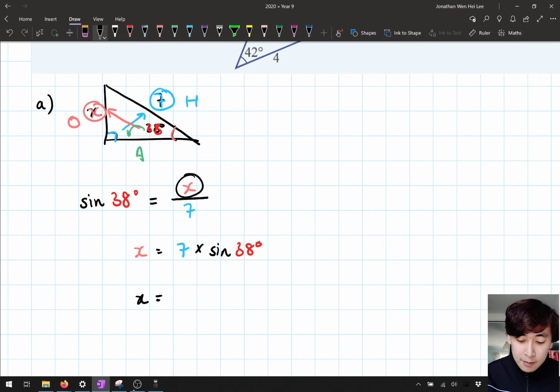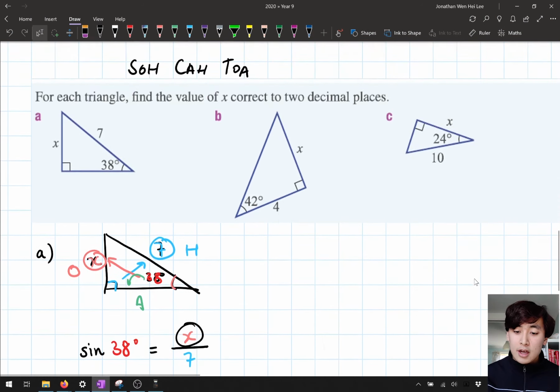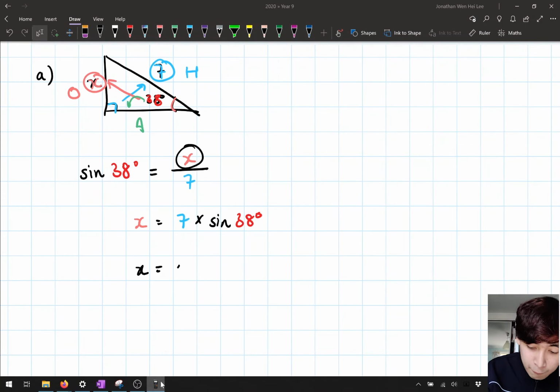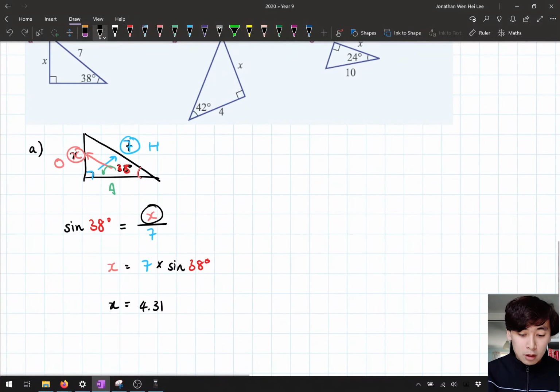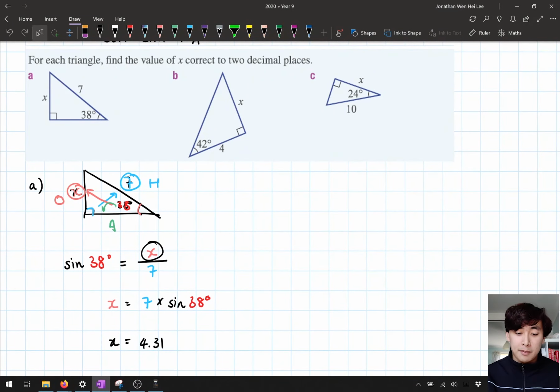Okay, now that I've done that, I can put this in my calculator. So the last step is to solve by putting it in my calculator. So here we go. 7 times sine 38, close my bracket. I get 4.3096. I want it to 2 decimal places, so this is going to become 4.31. So for this first example, I have X is equal to 4.31. I don't have any units, so I don't need to worry about that too much.